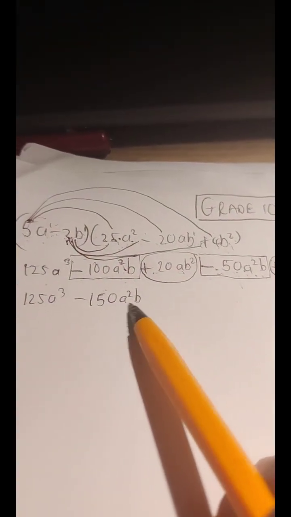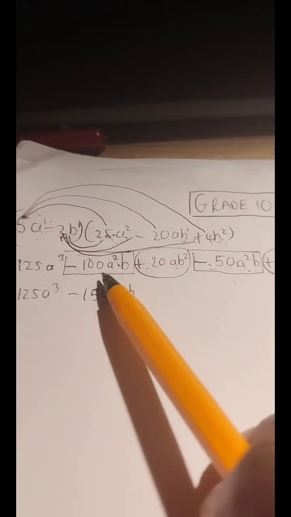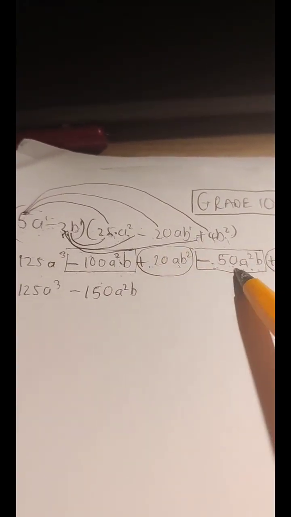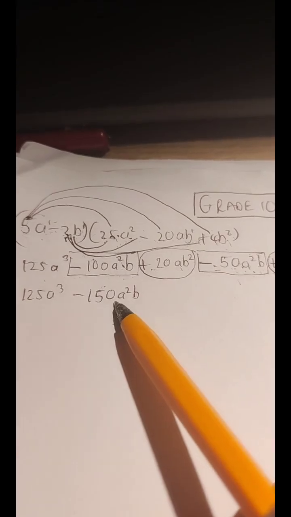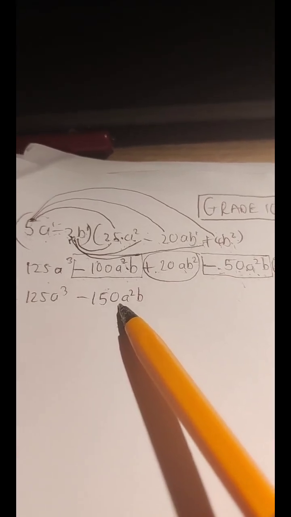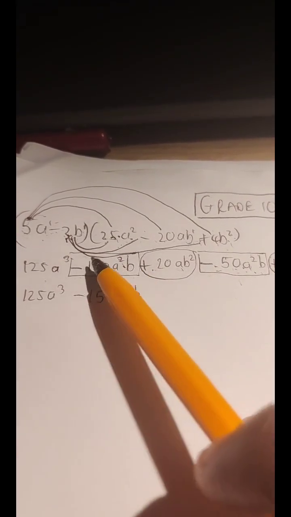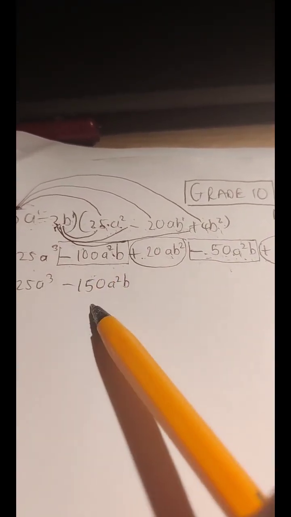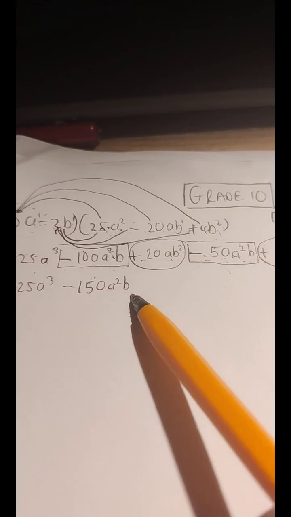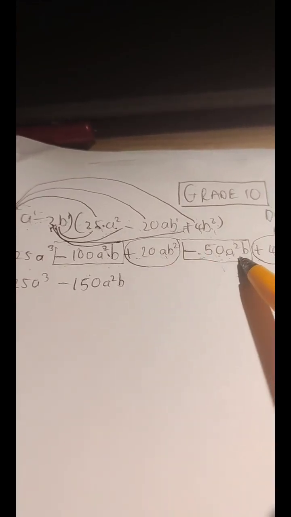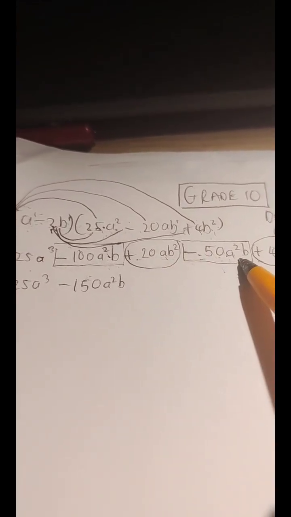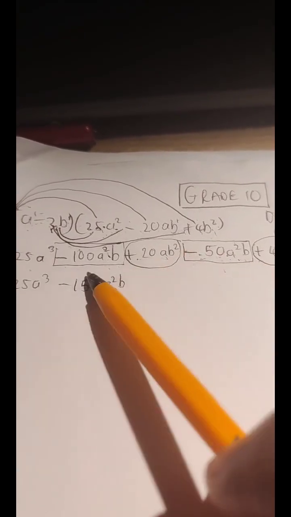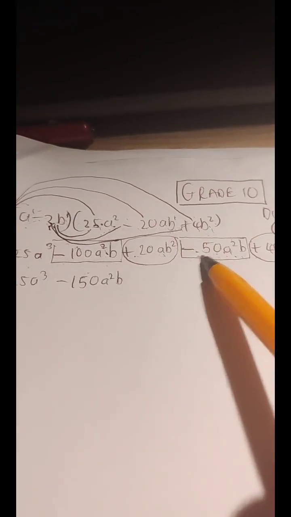The a squared b doesn't change. We only subtract the coefficients. Negative 100 minus 50 is negative 150. Guys, if all else fails, just grab your calculator and punch in negative 100 minus 50. You will get negative 150, and then all you do is put the a squared b, because that does not change when you are adding like terms. Your variable and your exponents don't change when you're adding like terms, but the coefficients you add and subtract.